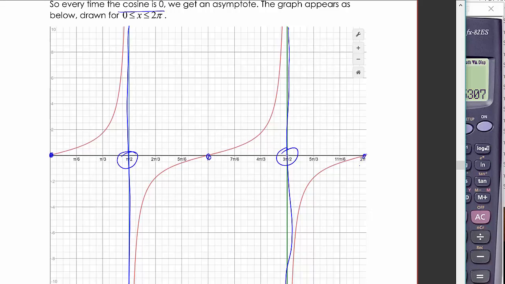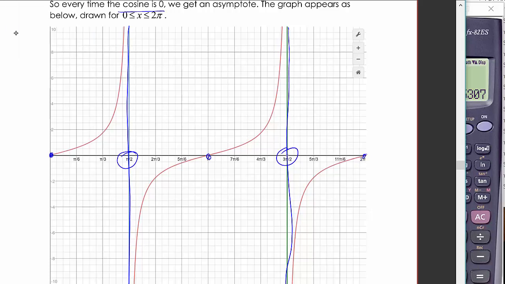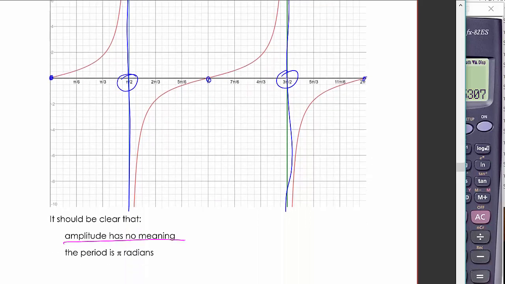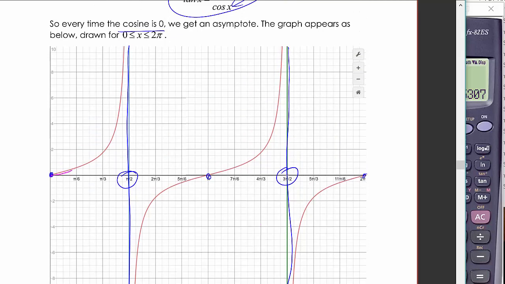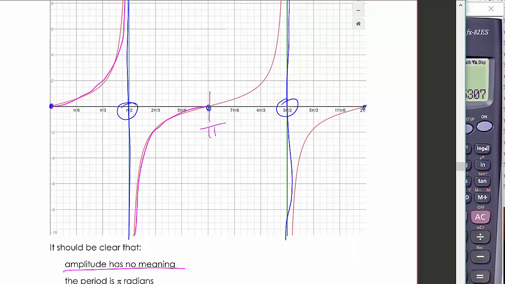Now, it's not a wave at all. It doesn't have any sort of meaningful amplitude. I've got that noted here: the amplitude has no meaning. The period is pi radians. If we look at a complete one, it's that, and then you can see it just repeats from there on, and that's at pi. So the period for the tan is pi radians.